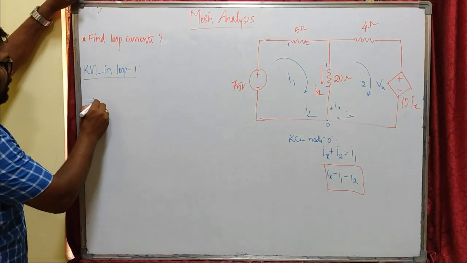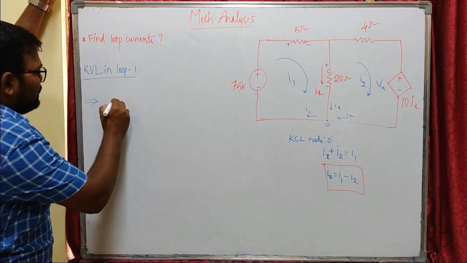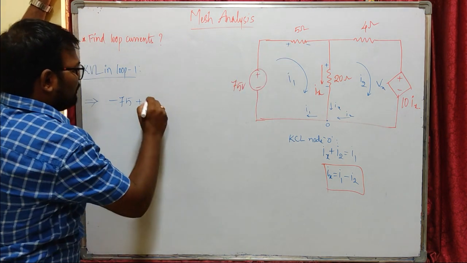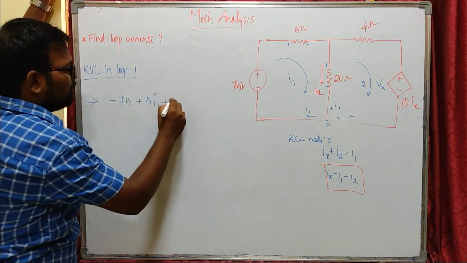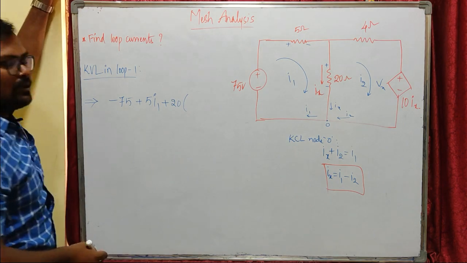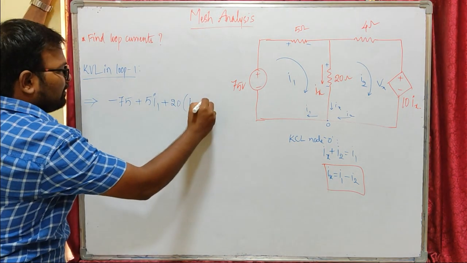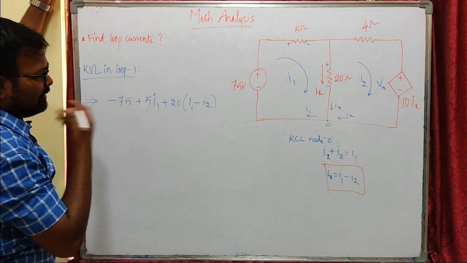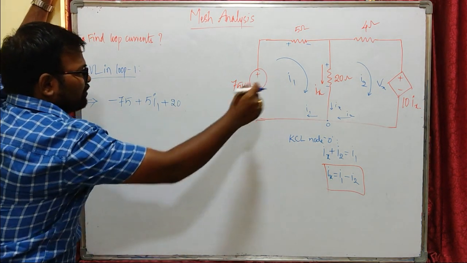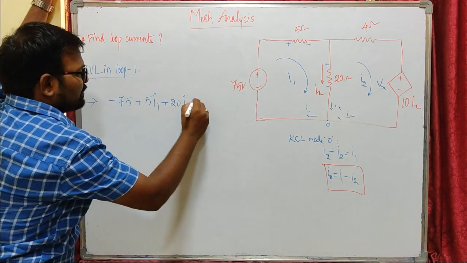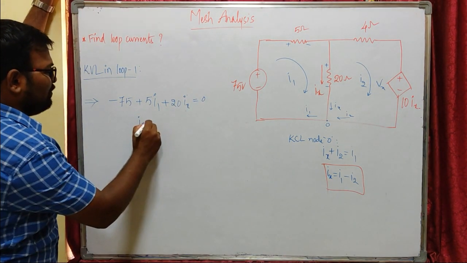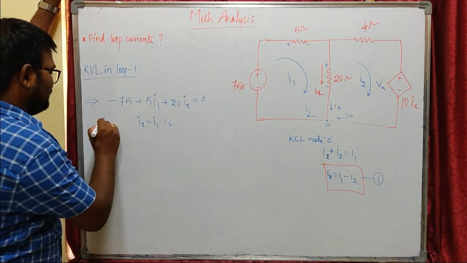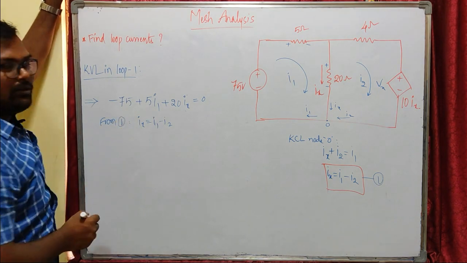I hope you already know how to write a KVL. I am starting from the first terminal of the 75 volts source, and that will be plus 5 into I1, and then plus 20 into Ix, because the current through the 20 ohms resistor is given as Ix. So we can write Ix equal to I1 minus I2, from expression 1.